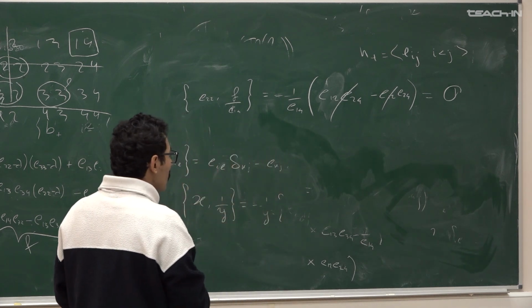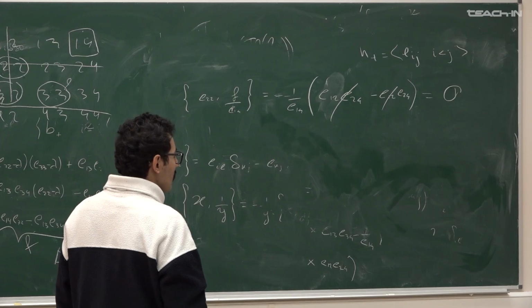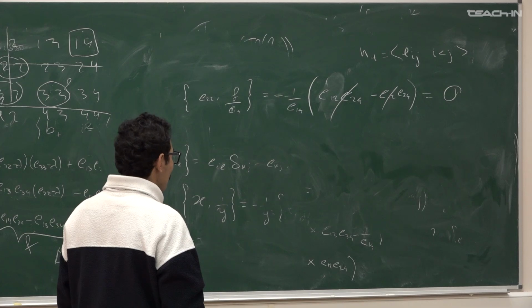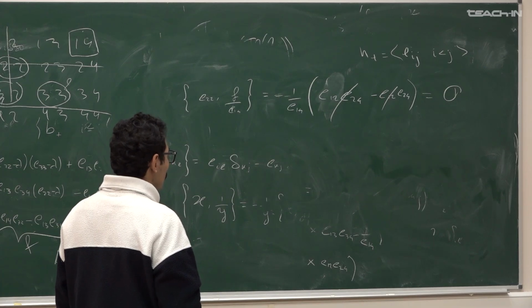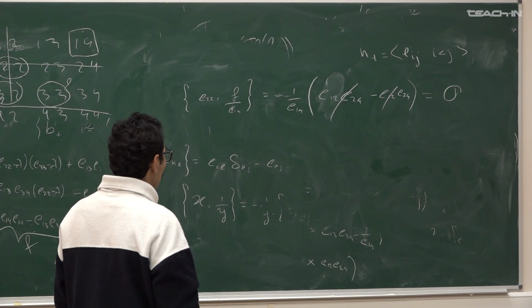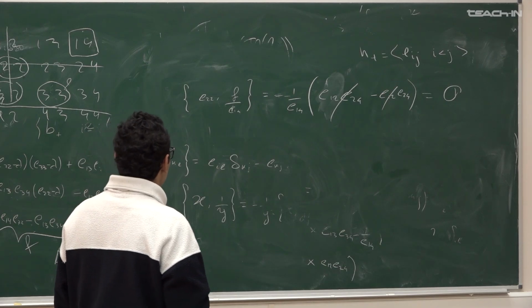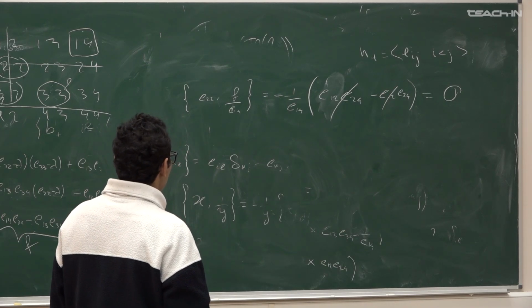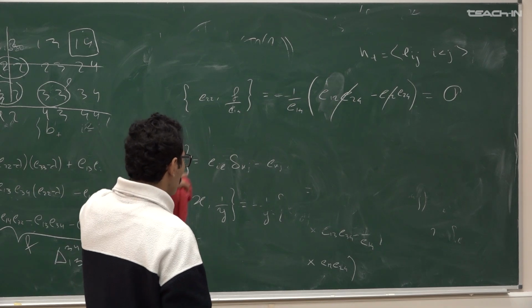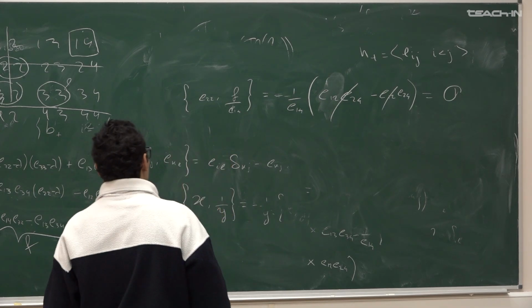Could you calculate... What do you think is interesting? With which generator? Which Poisson bracket could be not trivial? Let's calculate 1, 2. E1, 2 with the same, okay, yes.